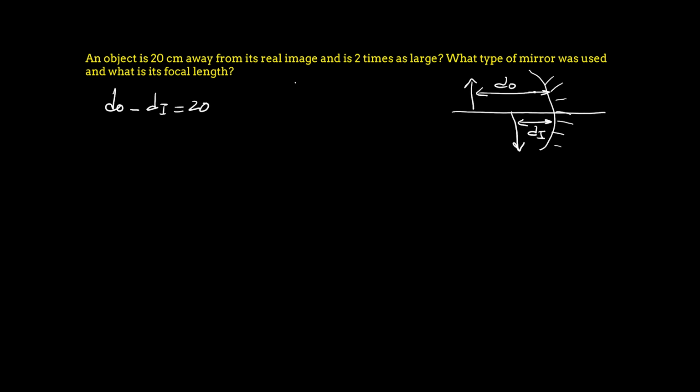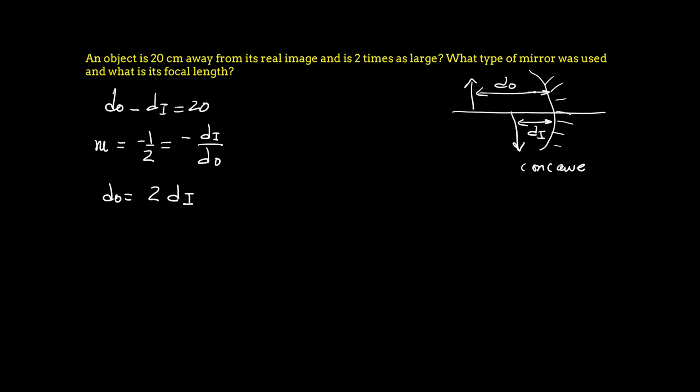And what kind of mirror are we using? We're using a concave mirror. Okay? Only a concave mirror will produce a real image. Now the object is twice as large as the image. So the magnification is -1/2, because that is negative DI over DO. Okay, the image is half the size of the object. So basically, you can cross multiply, DO is twice DI.